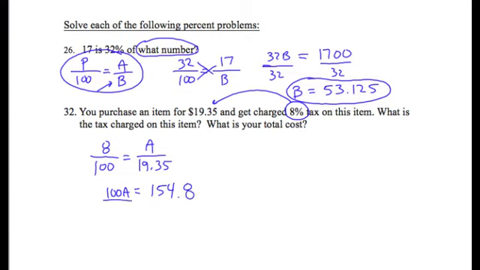Okay, divide both sides by 100. Dividing by 100 is just going to move the decimal two places to the left. So it looks like our answer there is 0.1548. Now, that answer is not appropriate for money because the smallest we go down to is a penny, so I'm going to round to the nearest hundredth, or the nearest penny. So the tax we're going to get charged here is $1.55.